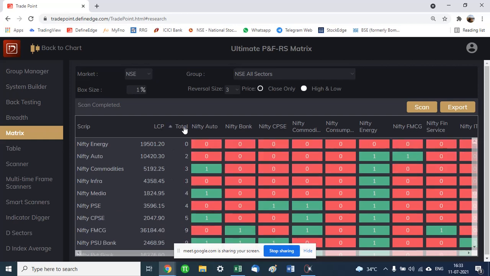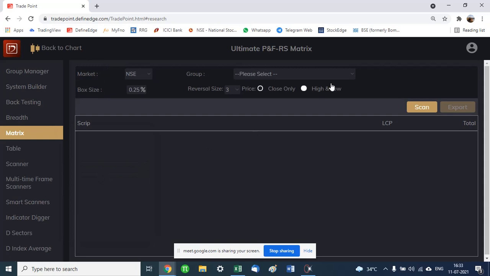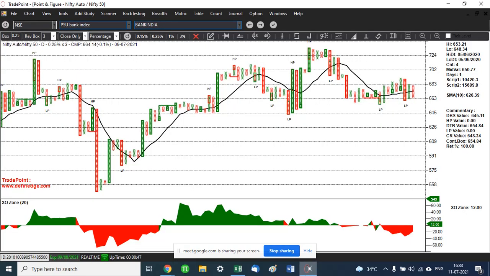So you can generate this on a daily basis or you can generate this on a weekly basis. I mentioned point and figure relative strength chart to identify sectors of strength and weakness. I have mentioned D sectors as the second option and ultimate PNF RS matrix as the third option. So this is how we do sector analysis on point and figure.